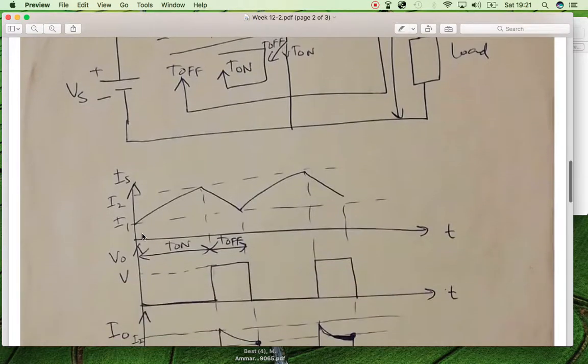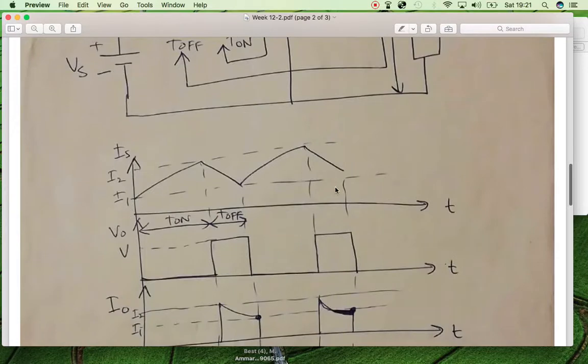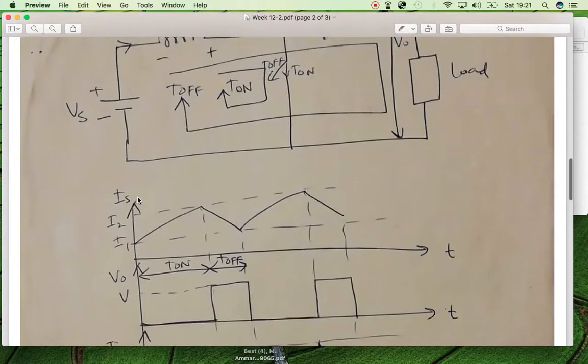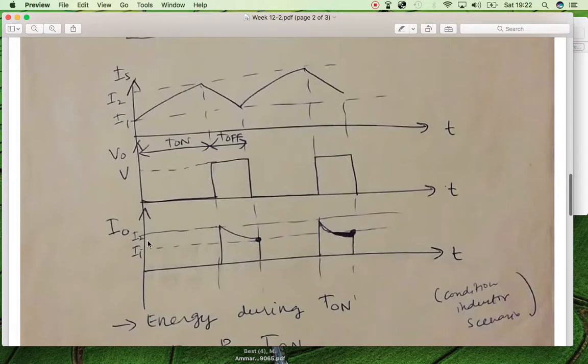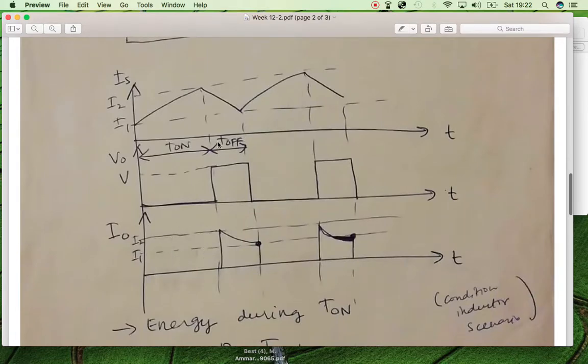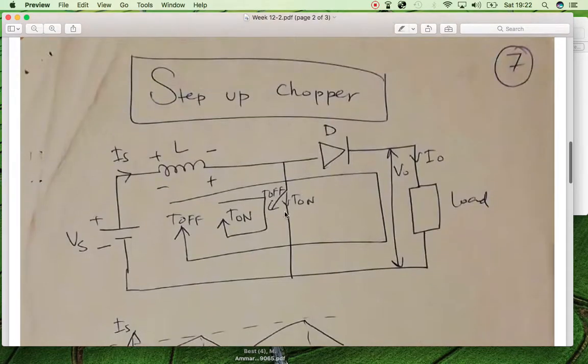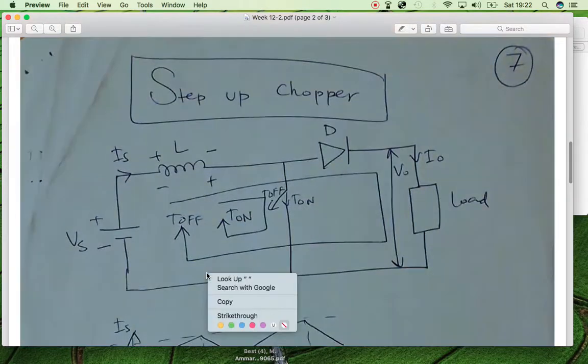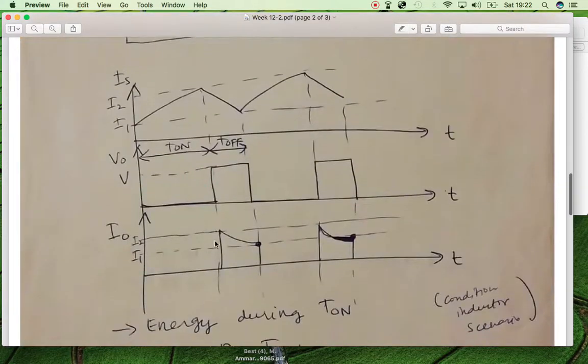So in this circuit, the current behaves in this way. Whenever the switch is closed, there is no current at the output side. This is the supply current. During the T on time, when this switch is closed, no current appears across the load. But during the T off time, when this switch is off, the current appears across the load, and this cycle continues.